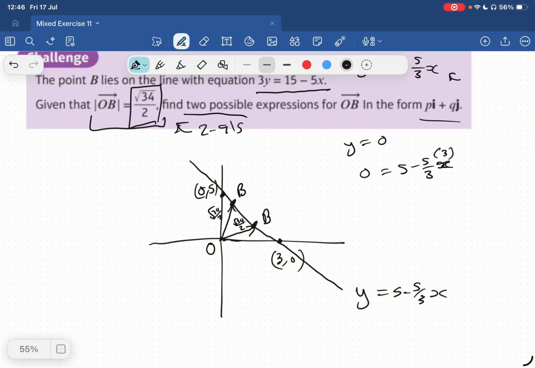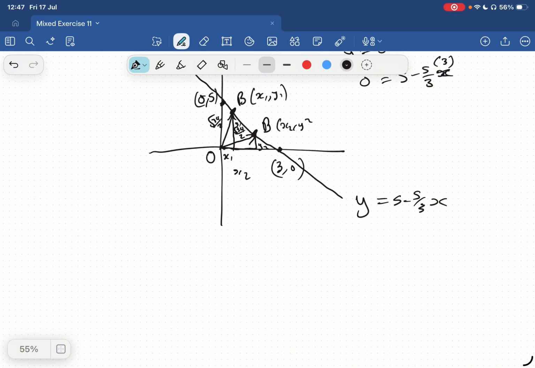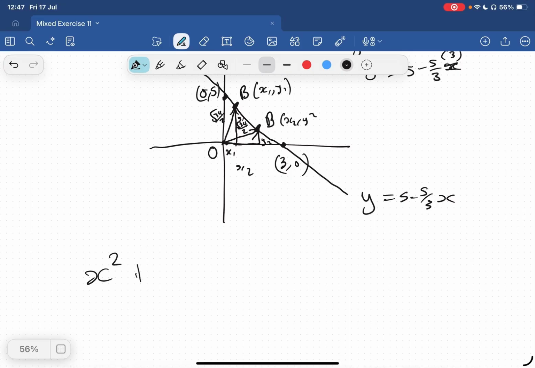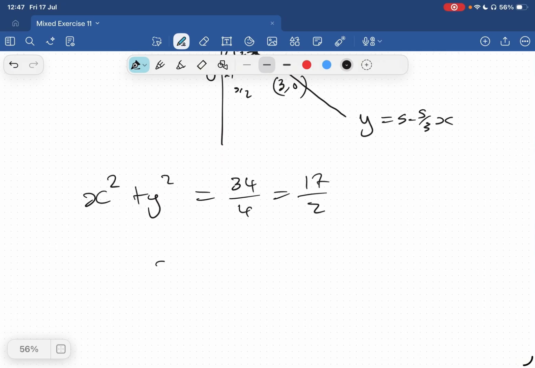Now what you can see here is I've drawn two triangles. This B coordinate is going to be x1, y1, and the other B coordinate is going to be x2, y2. And this length is going to be x1 here, x2 there, y2 there, y1 there. Hopefully you're looking at that and thinking Pythagoras' theorem. So x squared plus y squared for our B coordinate is going to equal c squared. c squared in this case is square root of 34 over 2 squared, so 34 over 4, which is 17 over 2.